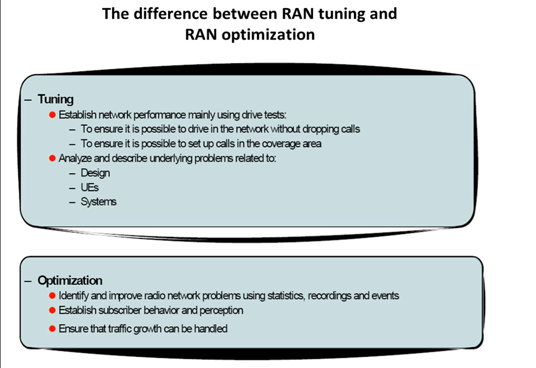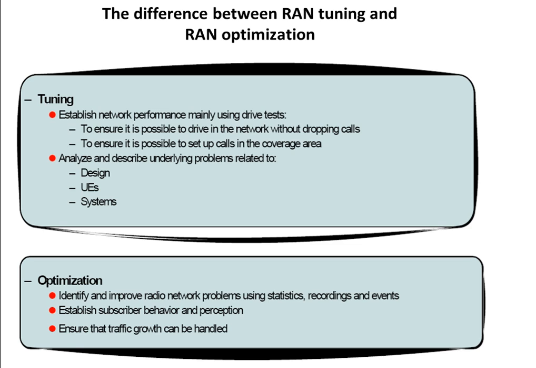So if we discuss basically the difference between the tuning process and optimization process. In the tuning process, the main activity would be establishing or acquiring the data related to network performance, mainly using the drive test and the field data collection, to ensure it is possible to drive in the network without dropping the call, so that we are able to check the retainability of the call, and to ensure the possible setup calls in the coverage area to ensure the accessibility of the network.